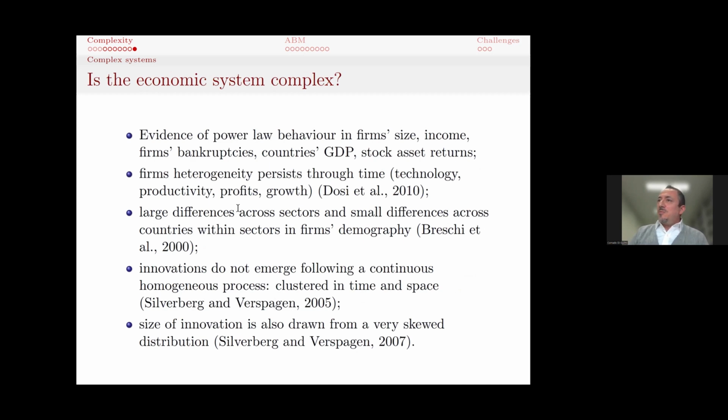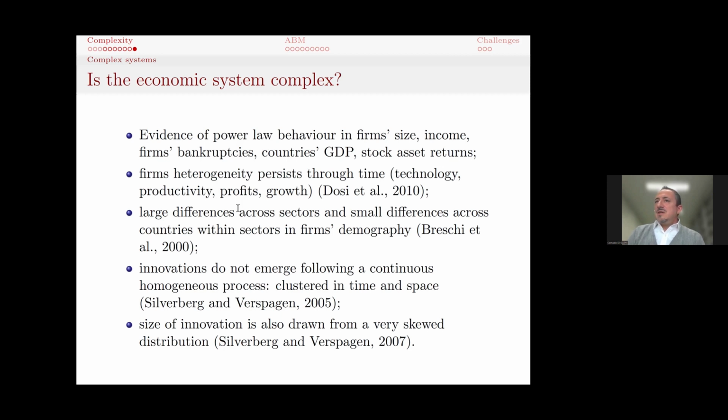So is the economic system complex? Intuitively, it is an appealing idea because the economy is composed of a number of heterogeneous agents, firms, households, policymakers, and so on, and they interact with a limited vision of what's going to be the future. So in terms of the formal definition, the model of the economy as a complex system doesn't seem too far-fetched. But let's see if we have some evidence to ground this approach.